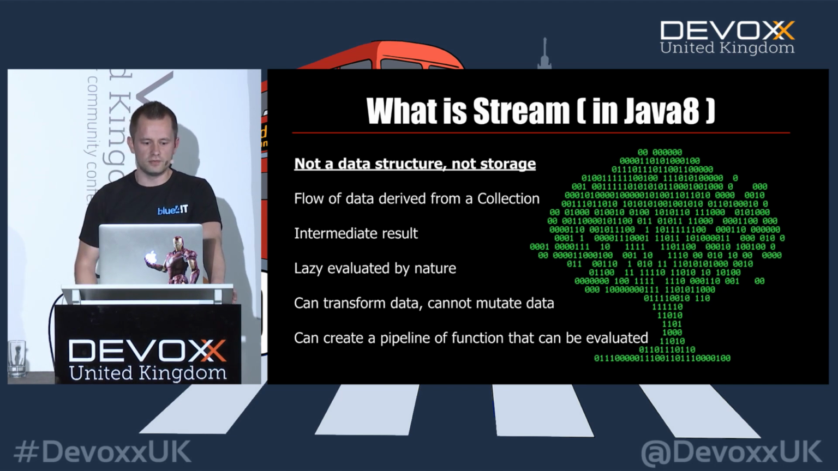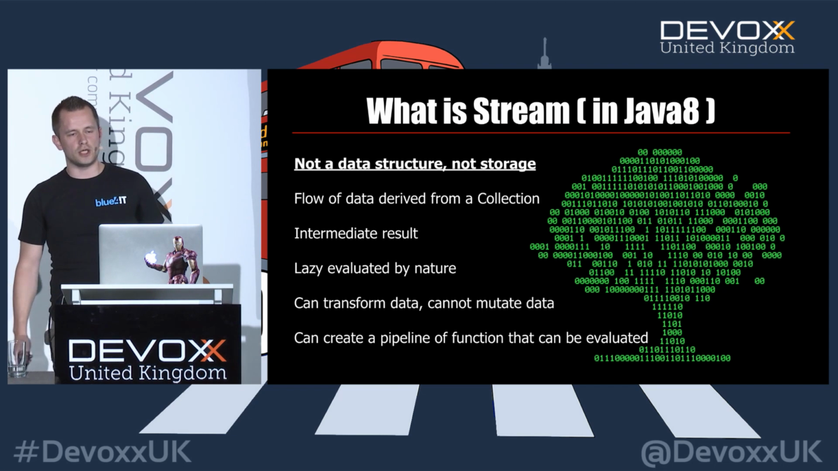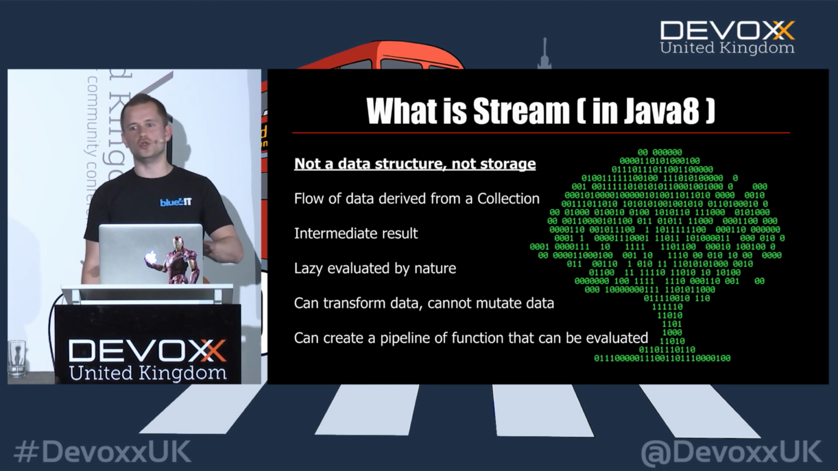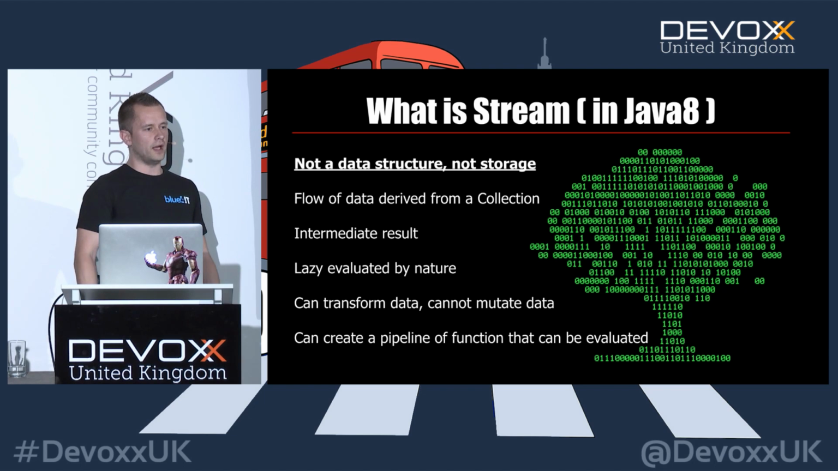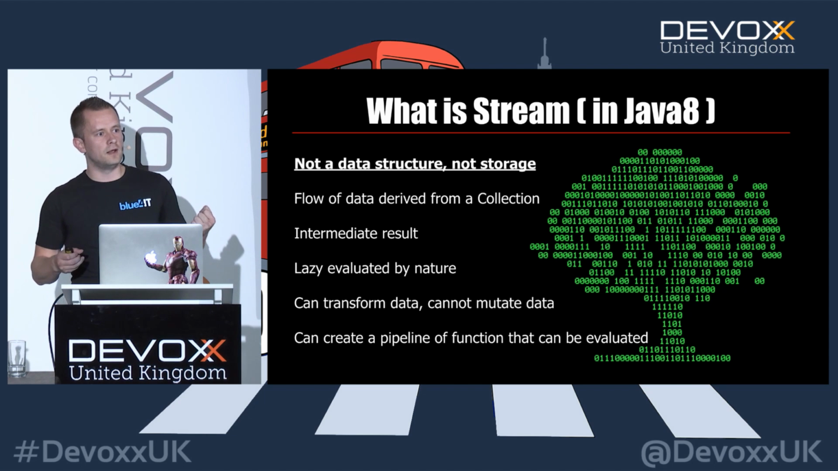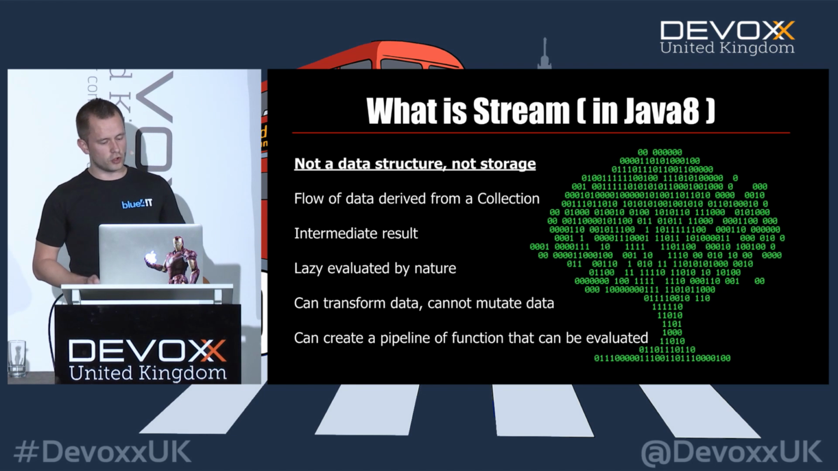That's the same with streams. In streams, you can transform data. You cannot mutate data. Well, with some silly tricks you can, but you shouldn't. Don't mutate data in a stream. Streams are not designed for that. What you can do with a stream is create a pipeline of intermediate functions and then kick it off with a terminal function.